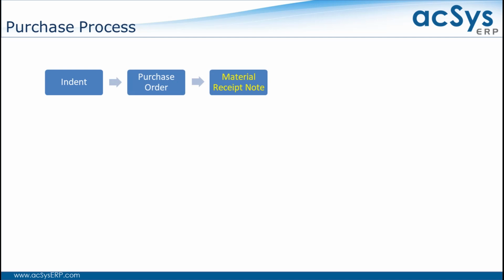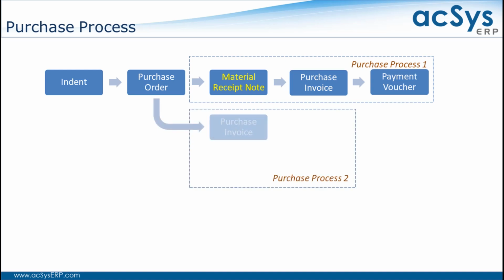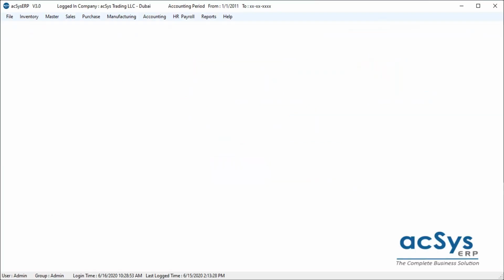It can be either receiving materials first, followed by invoice and then the payment. This is referred to as purchase process 1. Or make the invoice first, and then material receipt voucher later. This is referred to as purchase process 2. In this video, we will cover the purchase process 2.